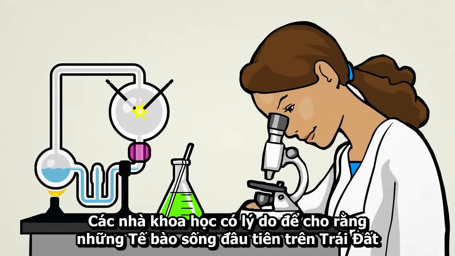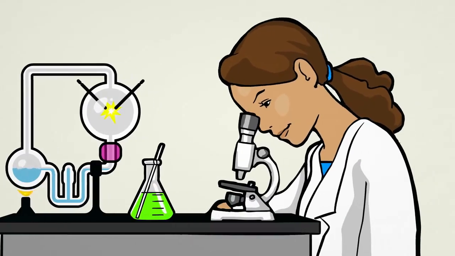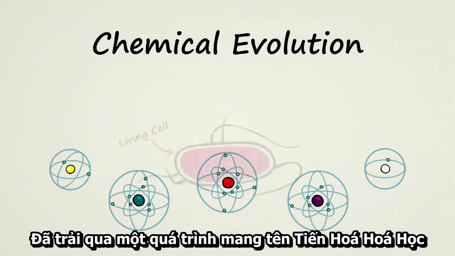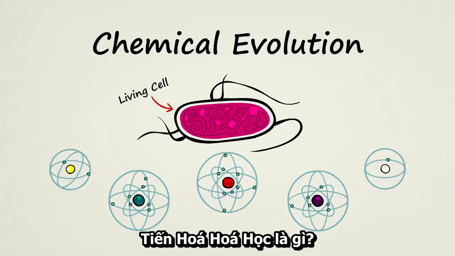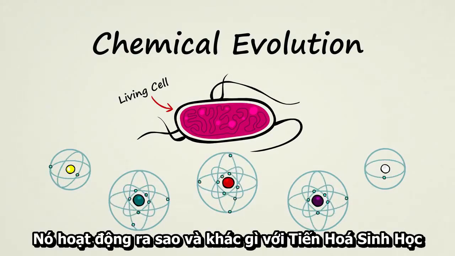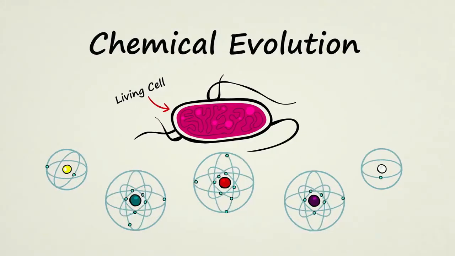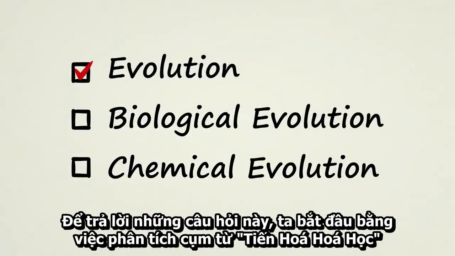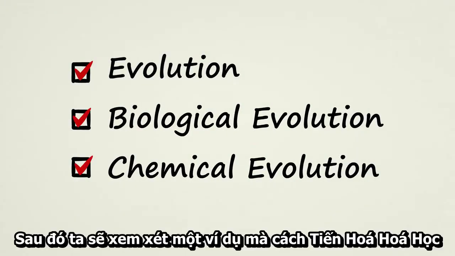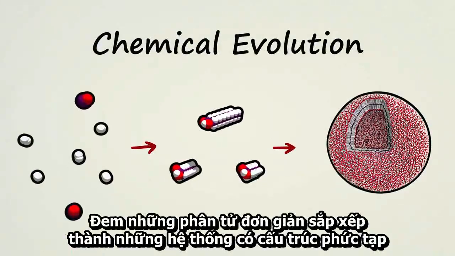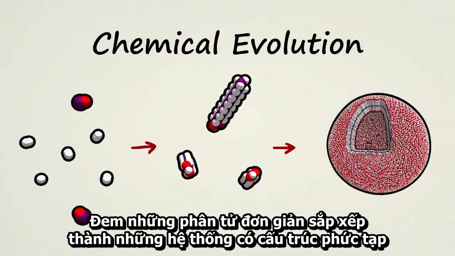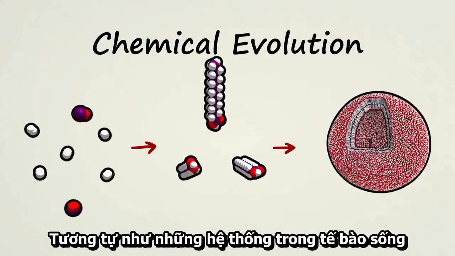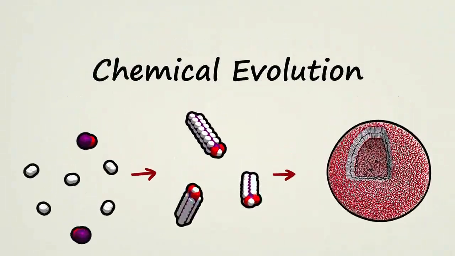Scientists have reason to think that the first living cells on Earth came about through a natural process called chemical evolution. What is chemical evolution? How does it work? And how is it different from biological evolution? To answer these questions, we'll start by first dissecting the terms and then look at an example of how chemical evolution can take simple molecules and organize them into complex structured systems similar to those found in living cells.